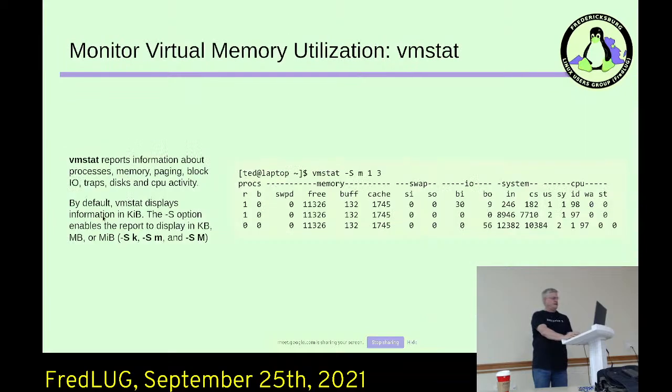All right, next command, vmstat, virtual memory stat. Vmstat reports information about processes, memory, paging, block I/O, traps, disk, and CPU activity. By default, it displays information in kibibytes, KiB.